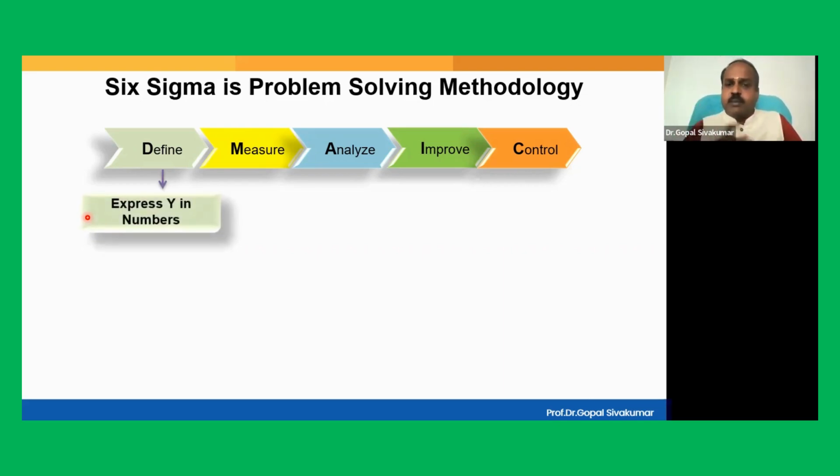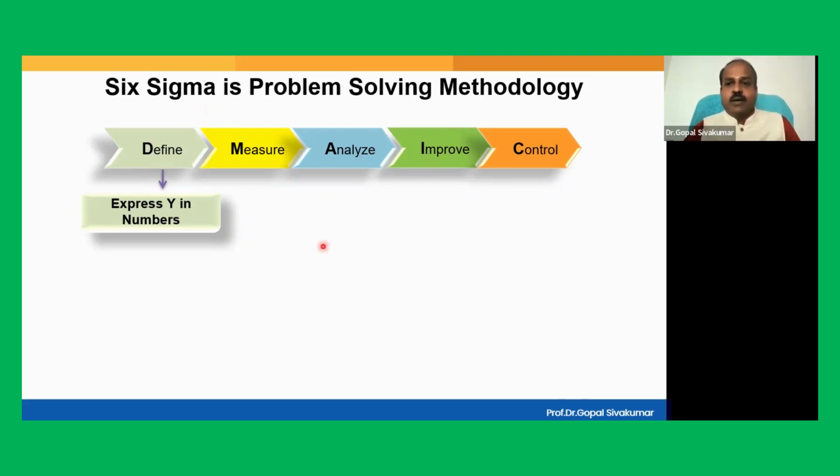So a problem is considered to be defined if you can express the problem in a single number. That single number is nothing but CTQ. If CTQ identification itself is a problem, it simply means you have not understood the problem.